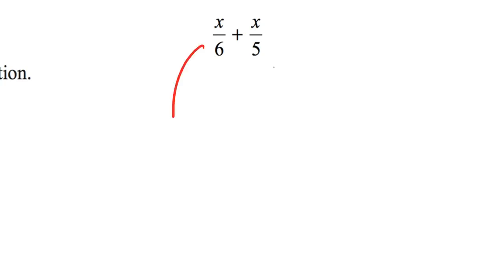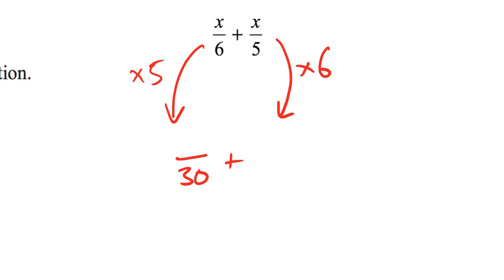So what we're going to do is treat it identically. We're going to times that left-hand one by 5, times that right-hand term by 6. And that way we're going to create that denominator of 30 on each of those two fractions. So the left-hand side will be 5x over 30, and the right-hand side will be 6x over 30.